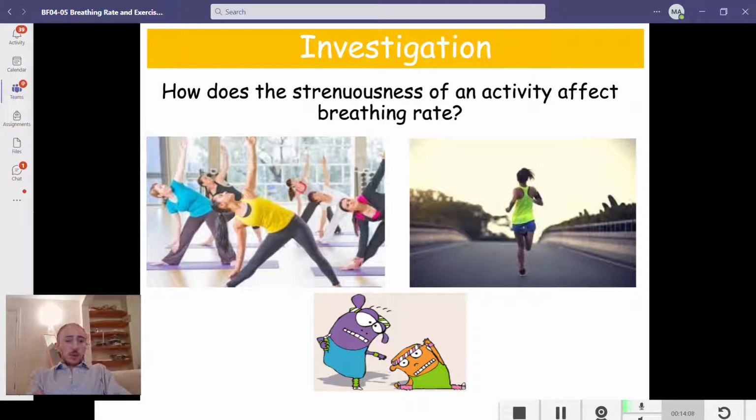Now, while you do that, firstly, we're going to figure out what we're actually working out here. So strenuousness is simply how hard it is, how difficult it is, how much exertion you have to put in. So I'm saying, if you do a more difficult exercise, does that make you breathe harder than if you do a simpler exercise for the same period of time? Right.